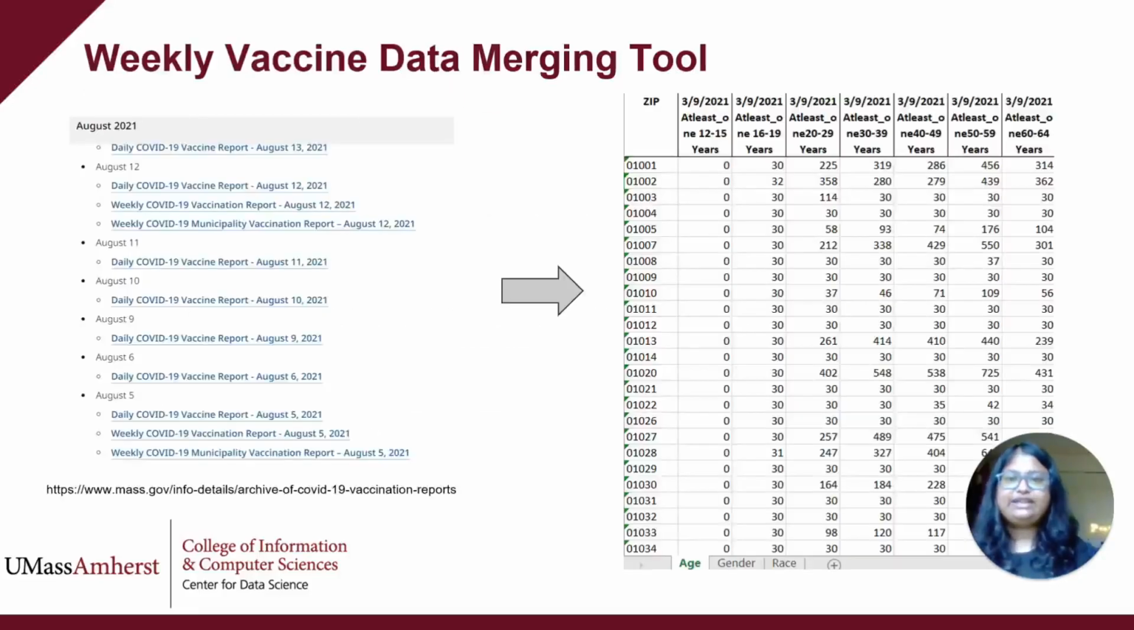For a longitudinal analysis of the weekly vaccine data across the state of Massachusetts, we created a tool that directly downloads these reports from the DPH website, processes them, and merges them together into one big data set. This data set is particularly helpful for DPH for analyzing vaccine uptake trends and to leverage federal funds for communities where the vaccine uptake numbers are not that promising.